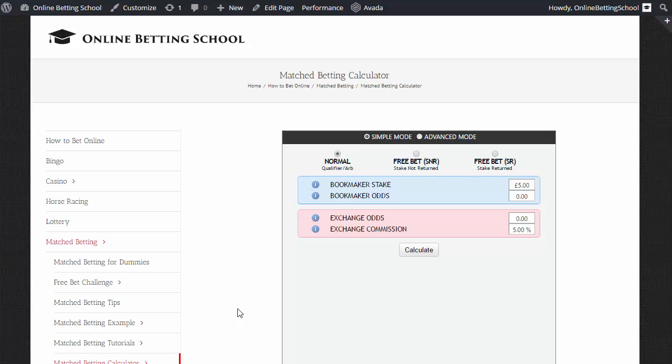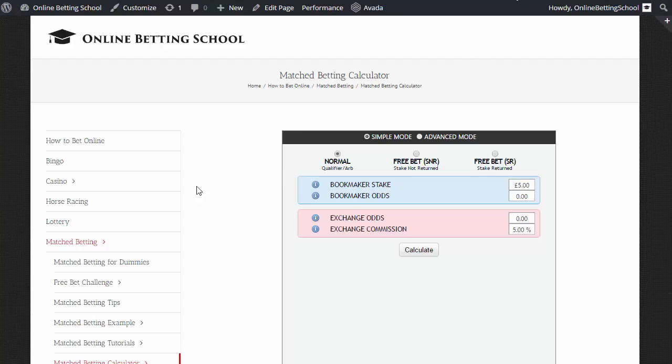A match betting calculator is a way to calculate bets that allow you to get a free bet from a bookmaker and then turn that free bet into money without any risk. So this tool is a great tool that you can use to figure out how much you need to bet to get a free bet at different bookmakers.